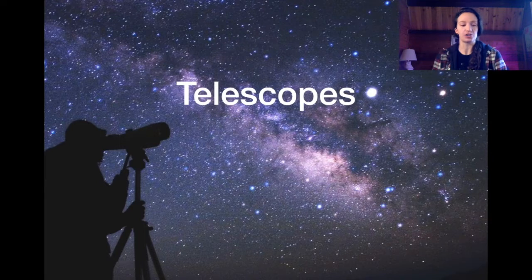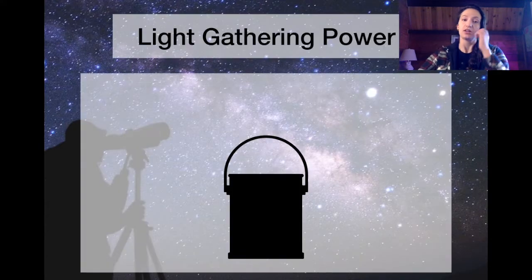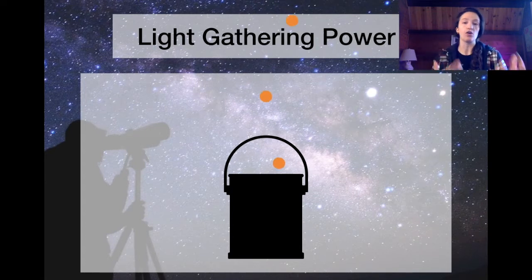But first I want to just go over some terms that you need to fully understand in order to do this lab correctly. So first up is light gathering power. Now just like the name says, this is basically the power that a telescope has to gather as much light as possible. So to understand this, you can think of a telescope as a bucket, and you point that bucket at your star, and you collect all the photons or particles of light that star is shooting towards us.